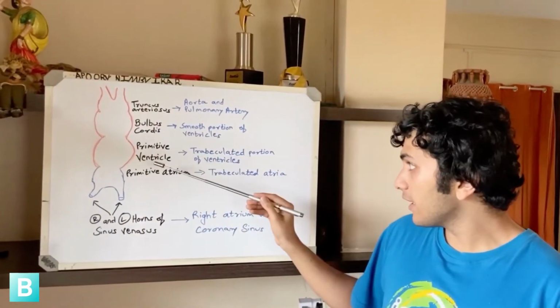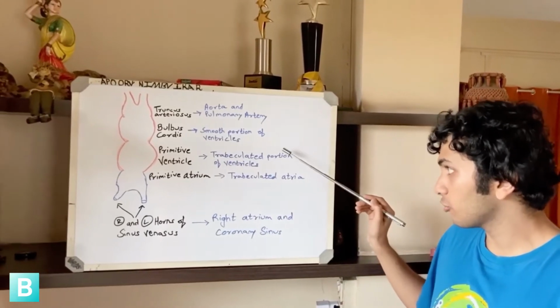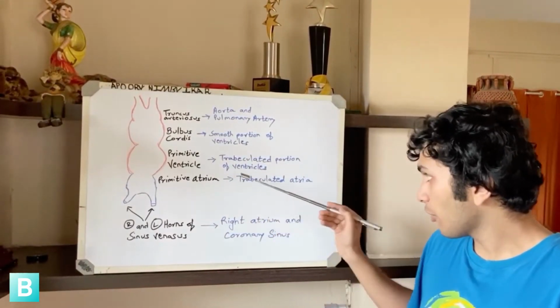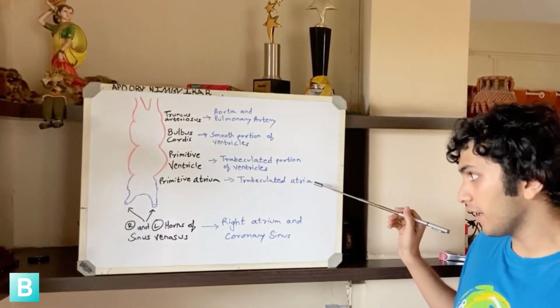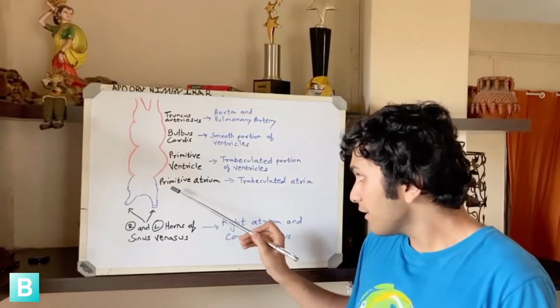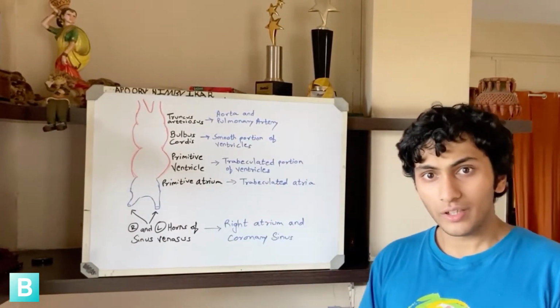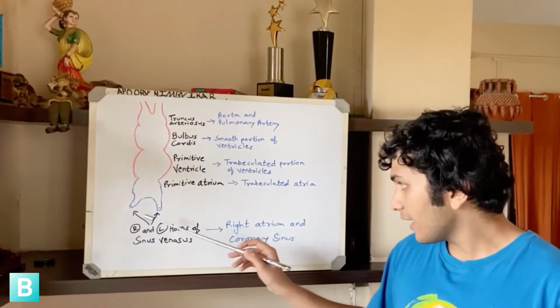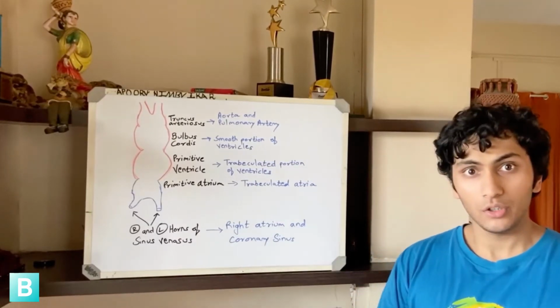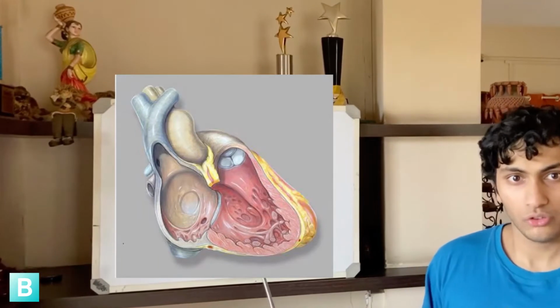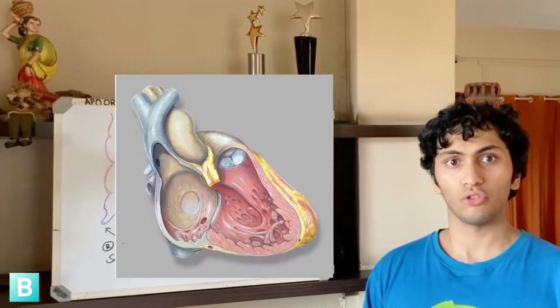Then the primitive ventricle will form the trabeculated portion of the ventricles. The primitive atrium will form the trabeculated portion of the atria. Then the left horn of the sinus venosus will form the coronary sinus, and the right horn will be absorbed into the right atrium. This picture shows the trabeculated and the smooth portions of the heart.